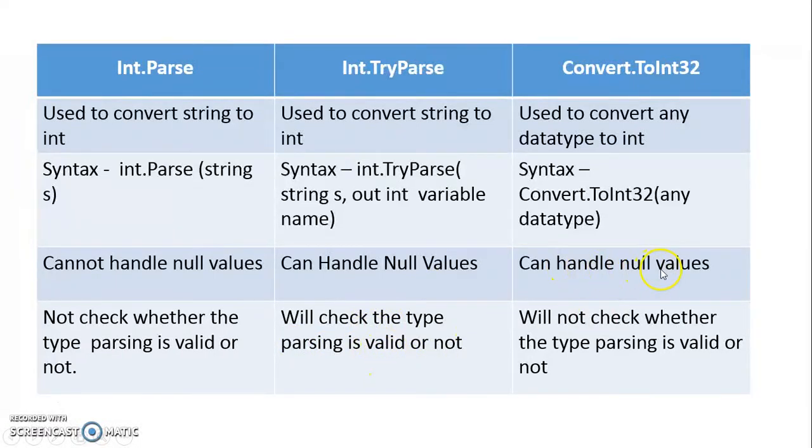It can handle null values, but this is not very reliable, because it will give you the 0 value at the time of null. If you do something like string str equals null, in the output window instead of a blank value or null value, it will show you 0, and 0 means something. So there is a logical error over here. So this is the basic difference between these three things that we had seen in type conversion. Thank you so much for listening to me.